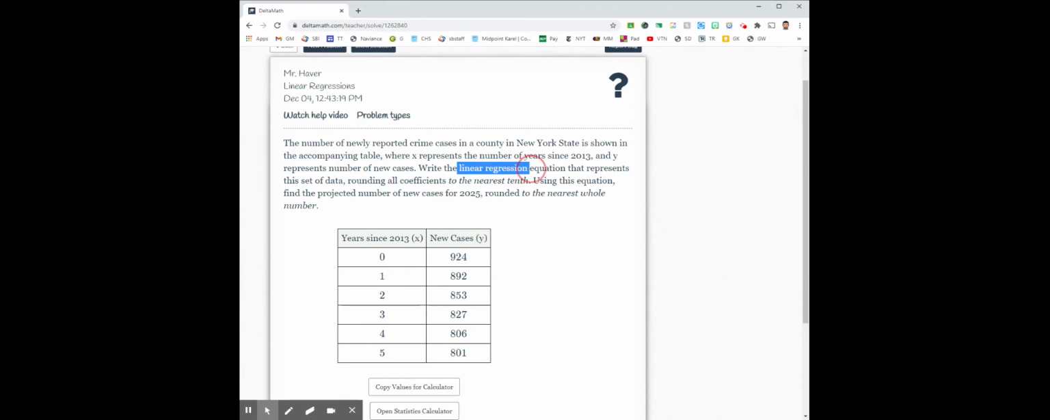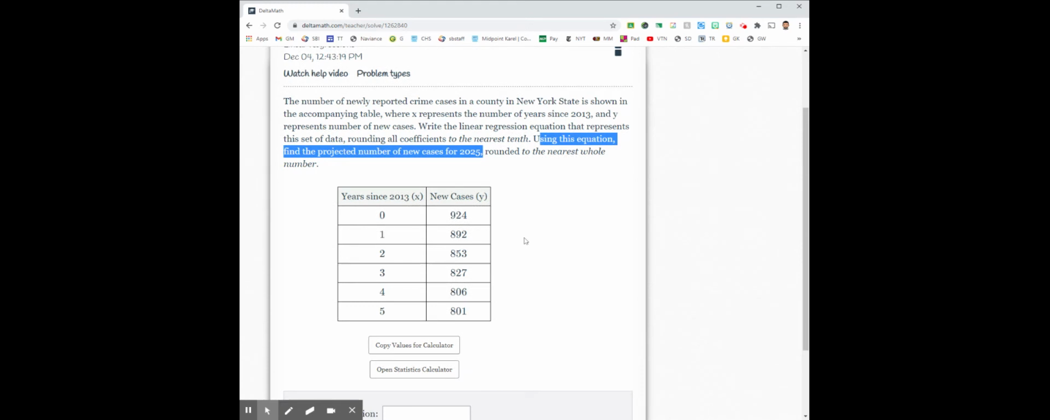We want to get a linear regression equation. That's going to allow us to predict the relationship between the year and how many crimes were reported in that year. So again, let's look at a quick example. This is year since 2013, so 3 represents 2016, and that says that there's 827 new crimes in that particular county. So we're going to use this relationship to try to make a prediction for the year 2025. And we're going to round it to the nearest whole number.